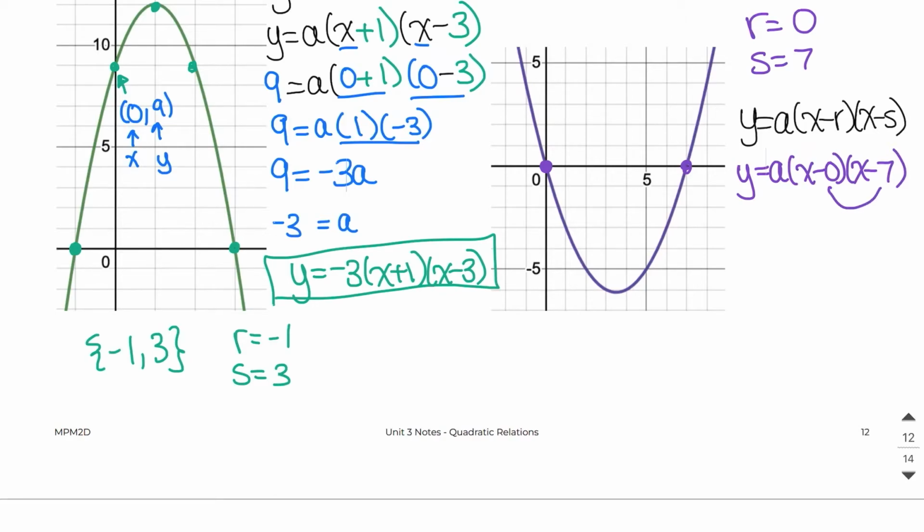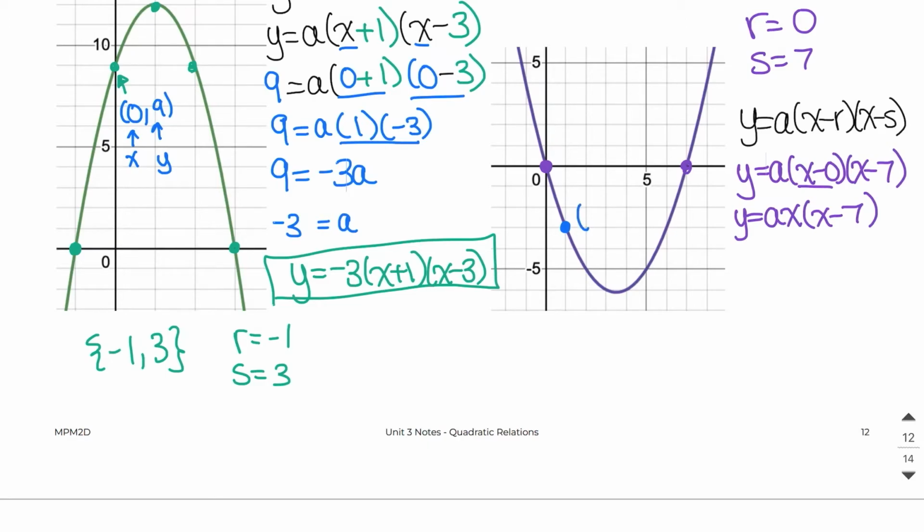You could have the 7 here and the 0 here. That does not matter. I personally prefer to put the 0 first because x minus 0 is just x. And then this is just a monomial, so it's easier for me to put the monomial first. It's so much easier to deal with it if you have your monomial first. All right, cool. Now all I have to do is just pick a point, plug it in, and solve for a.